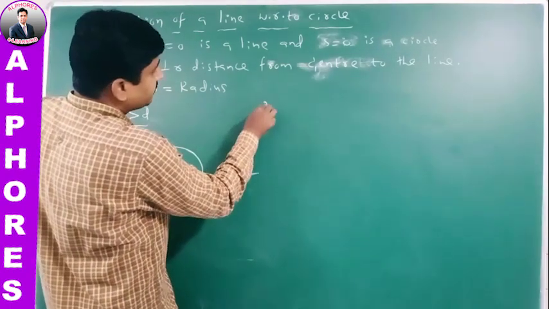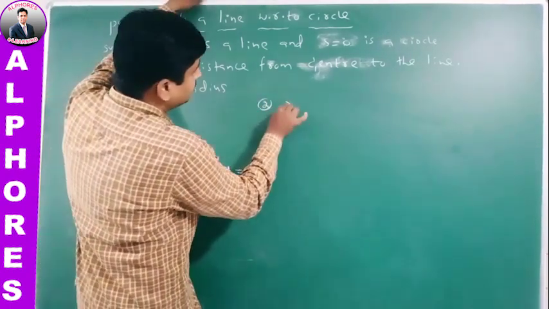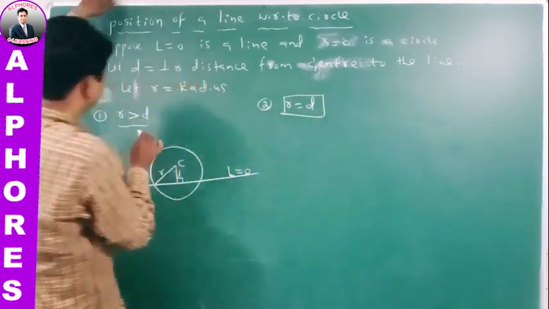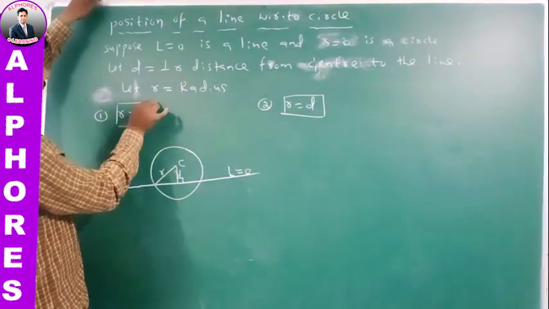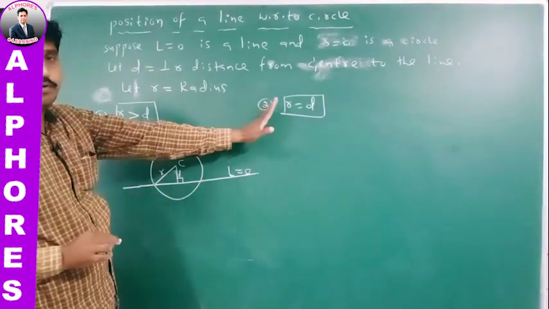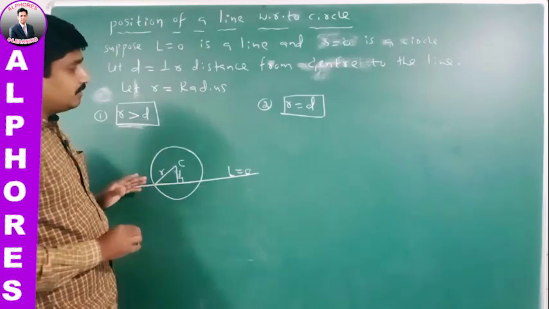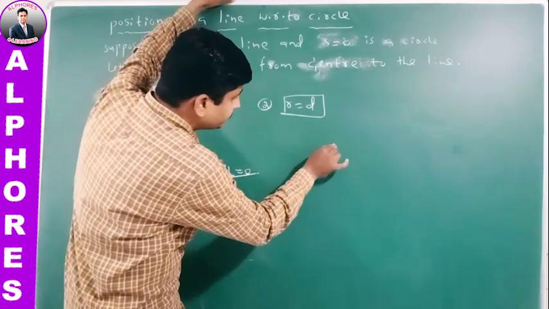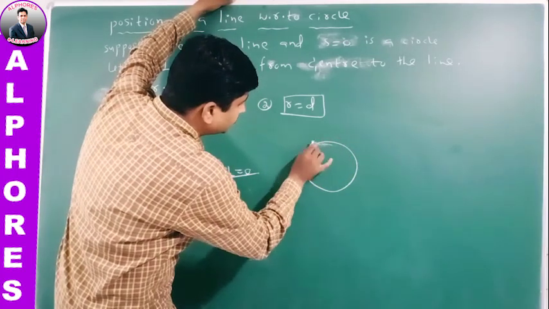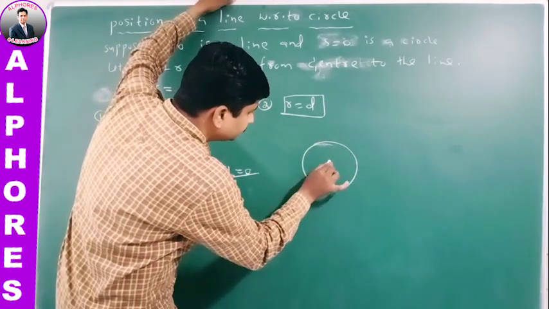Next, second one: R equals D. First one R greater than D, second one R equals D. These conditions are very important.